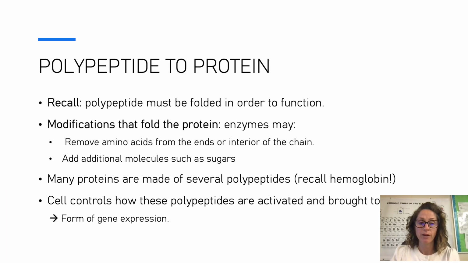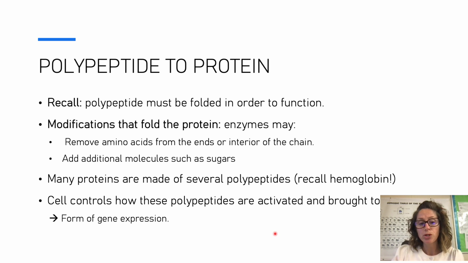Okay, and lastly, recall that polypeptides must be folded in order for them to function. And we talked about that in Unit 1, where the primary sequence is really all that's being produced here, the order of amino acids. Then we have our secondary, tertiary, and maybe even a quaternary folding or structure of that protein.